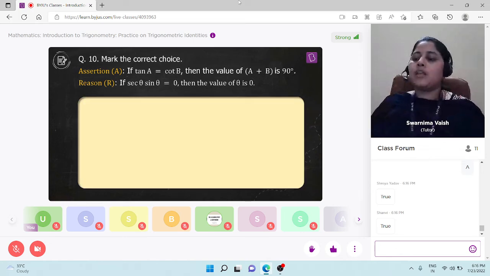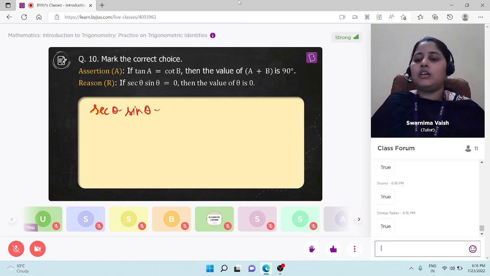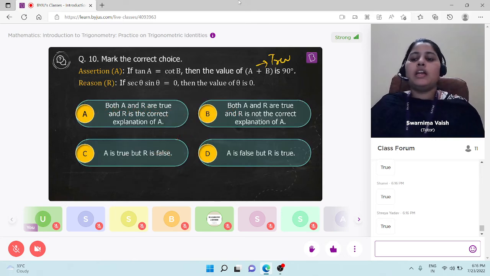Okay, so let's check. Let's put 0 in place of theta. That is, sec theta into sin theta. If theta is 0, then it will be sec 0 into sin 0. Sec 0 is 1, sin 0 is 0. It will be 0. Yes, the value is 0. It means the second statement is also true.